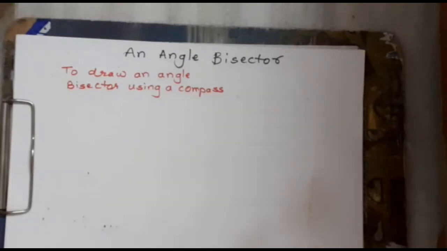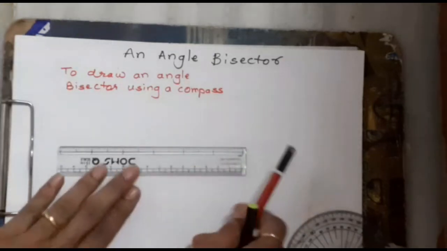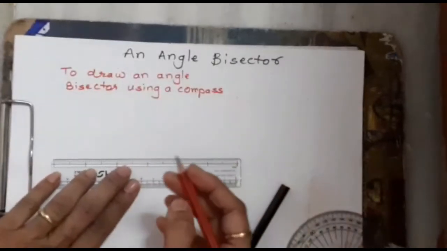Just now we have seen the different compass, scale, protractor, what is protractor and why it is used, the use of all these equipments and how they are used. Now using this compass, we will draw an angle bisector. Now to draw an angle bisector, first of all, we will draw an angle.